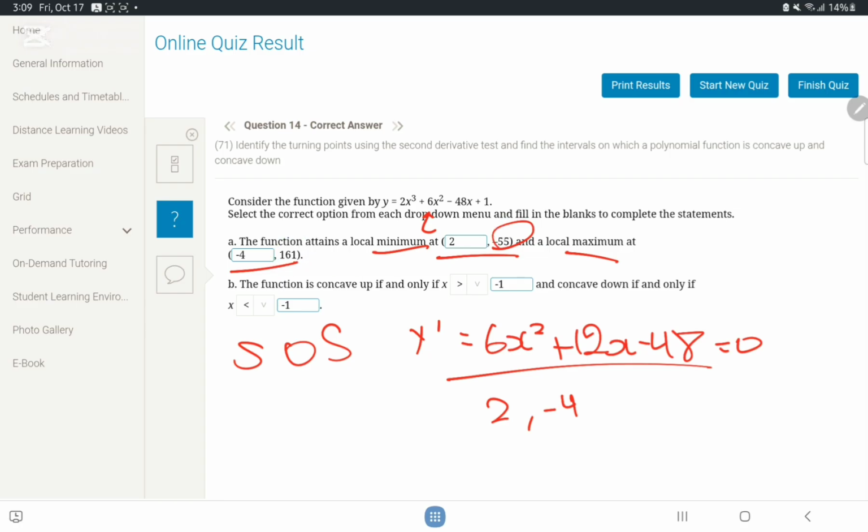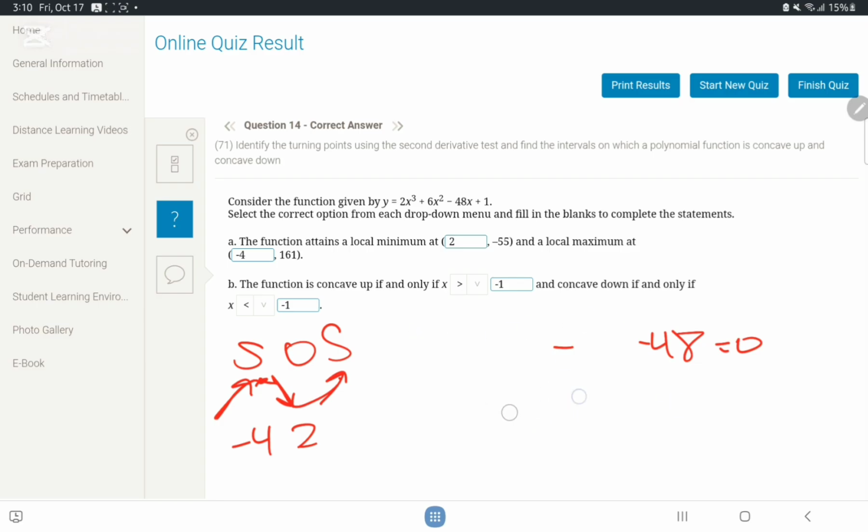Let's do SOS for the sake of time. It will be positive here, so increase, decrease, increase. So it will be -4 first, then 2. So it will be a local maximum at -4 and a local minimum at 2. Or you can just substitute either point in the original equation and then group them with the respective point, as I said.